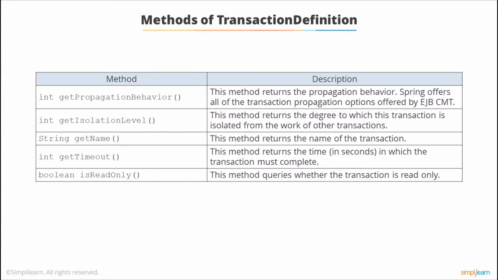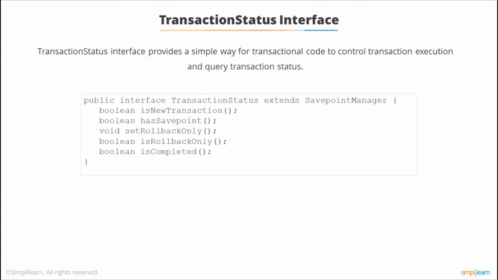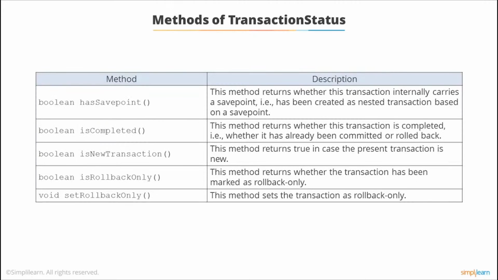This method queries whether the transaction is read-only. The Transaction Status interface provides a simple way for transactional code to control transaction execution and query transaction status. We have the hasSavepoint method that returns whether this transaction internally carries a savepoint. The isCompleted method returns whether the transaction is completed, whether it is already committed or rolled back.